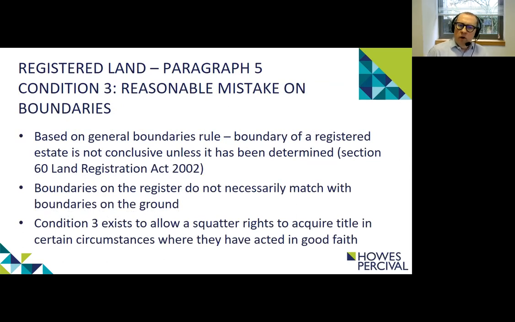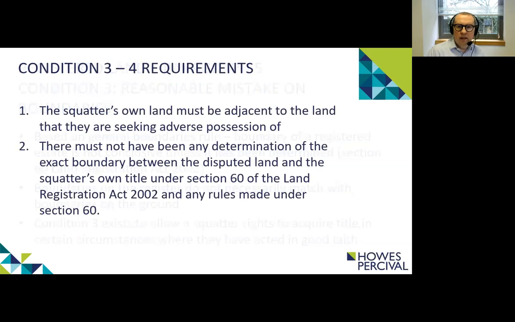The other, more common exception is condition 3. That's where there's been a reasonable mistake on boundaries. That's based on the general boundaries rule, which says that when you're talking about registered land, the boundary of a registered estate is not conclusive unless it's been determined. And boundary determinations are relatively uncommon. So condition 3 exists to allow a squatter to acquire title in certain circumstances where they've acted in good faith.